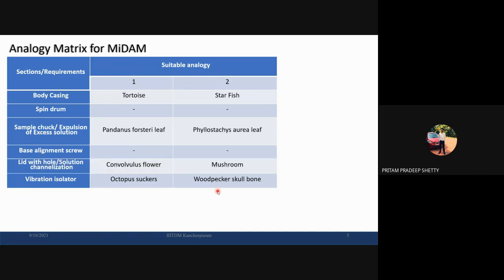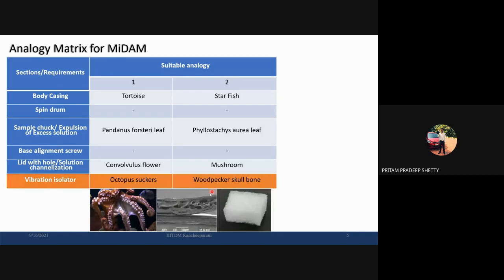And next one is vibration isolation. We found two suitable analogies: octopus suckers, which is this one you see. You may find this very often in your shelf where you are holding hooks; holding hooks will have these suckers. And then you have the woodpecker skull bone. You already know, right? Woodpeckers have a skull bone which keeps them safe from concussion when they are repeatedly hitting the wood. So it protects its brain from any damage.